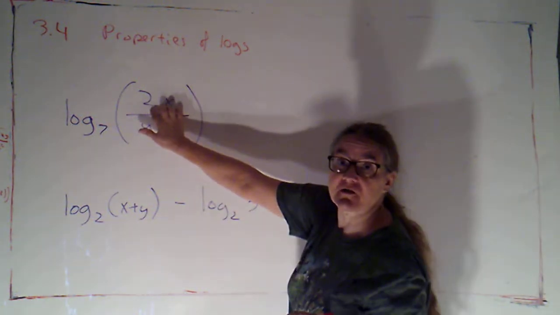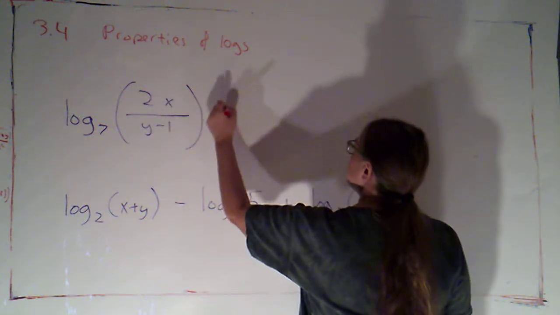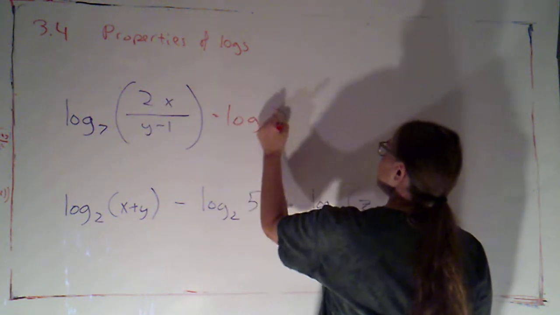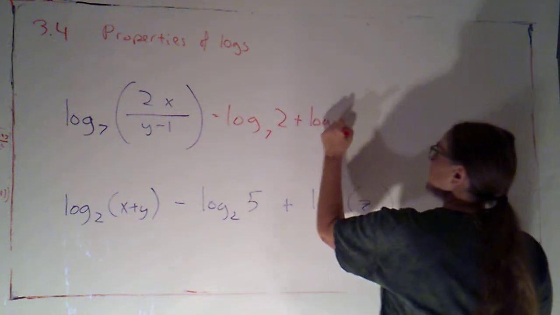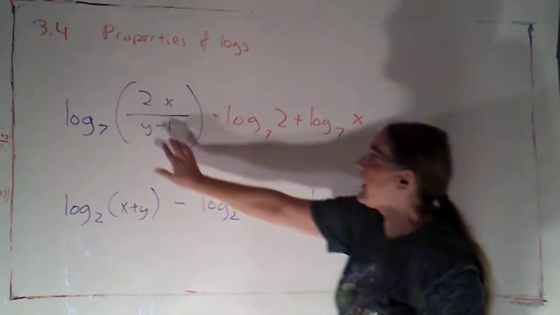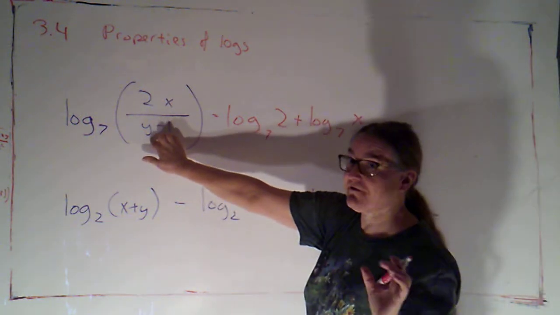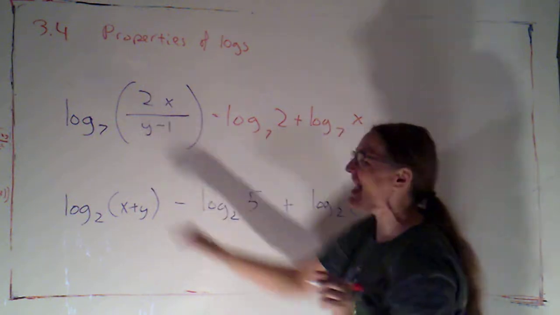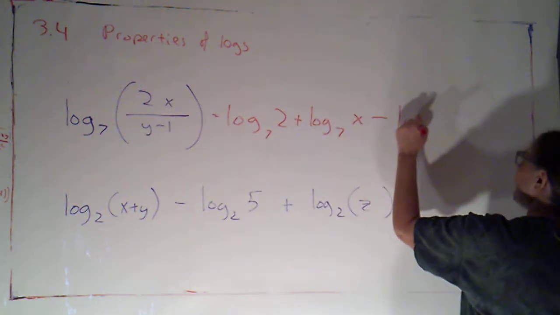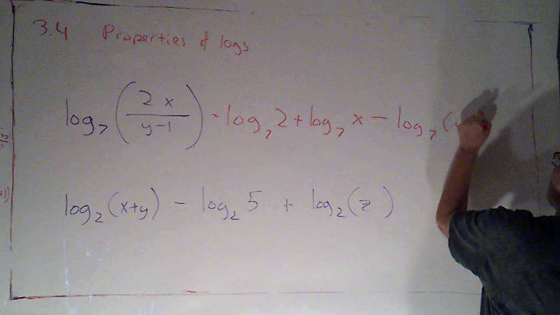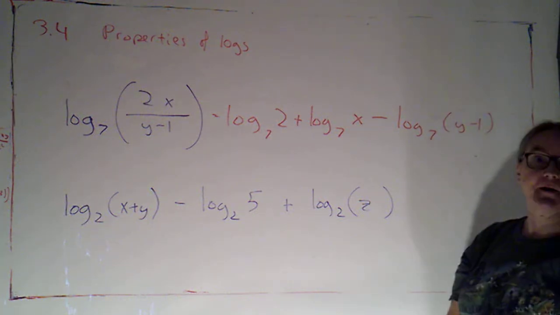The two factors on top get a positive log. So I'll have the log base 7 of 2 plus the log base 7 of x, and then viewing that as one factor on bottom, that gets a negative log. So minus the log base 7 of the quantity y minus 1.